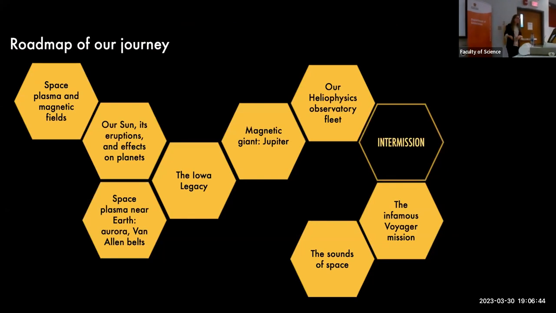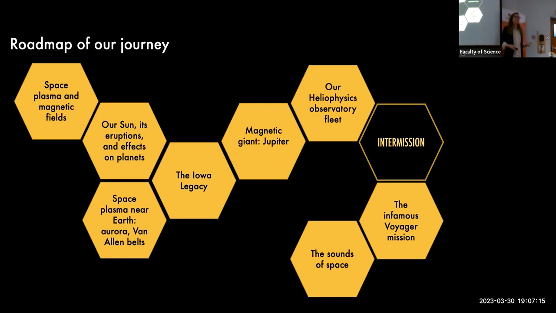Okay, so this is what the roadmap of our journey tonight is going to look like. I'm going to start by introducing what space plasma is and talking a little bit about magnetic fields. I'm going to then go into our sun and its eruptions and the effects that those eruptions have on the planets in our solar system. We're also going to talk about space plasma near Earth. So there's things that you're probably familiar with, like the aurora, and then maybe some things you're not as familiar with, like the Van Allen radiation belts. And then we'll go on to talk about the Iowa legacy.